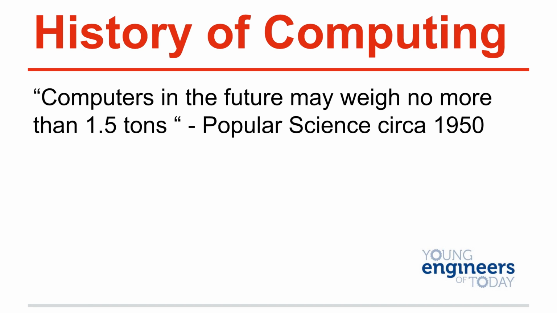Now, computers in the future may weigh no more than 1.5 tons. That's from Popular Science, circa 1950. I think that's hilarious. We look back 64 years and 1.5 tons. He thought the smallest a computer would be is 2,500 pounds. And now we have computers down to tablets, to something like a Google Chromebook.